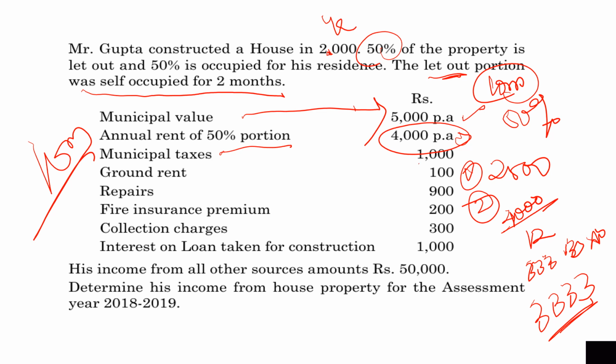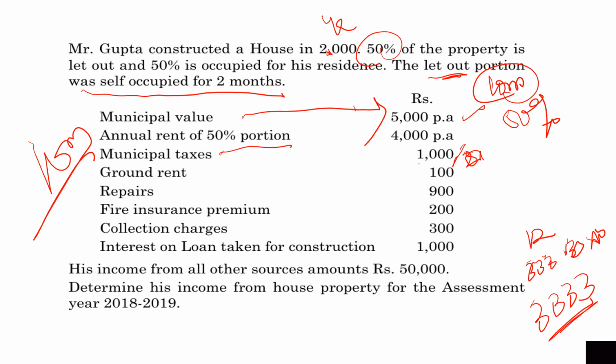So this 1000 is there, right? In the municipal taxes paid, 1000 is for the whole. இதுமே divided by 2. Why 50% நம்ம எடுத்துக்கணும்? Because 50% தான் let out ஆயிருக்கனால அதோட respective amount. Only 500 you will deduct as municipal tax. Ground rent, repairs இதெல்லாம் ignore பண்ணிடலாம். Insurance premium, that எல்லாம் no need. Collection charges you can simply ignore that.